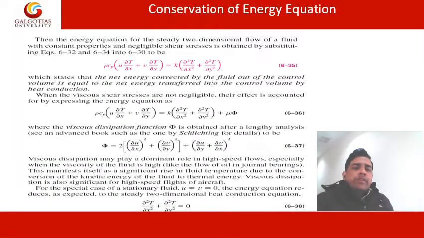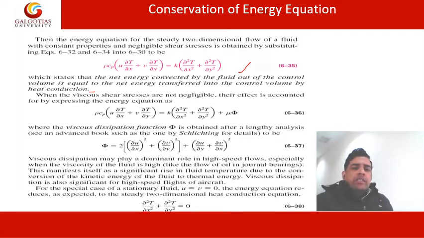So the energy equation for steady two-dimensional flow of a fluid with constant properties and negligible shear stresses is obtained by substituting these equations, and we obtain this value, which states that the net energy convected by the fluid out of the control volume is equal to the net energy transferred into the control volume by heat conduction.